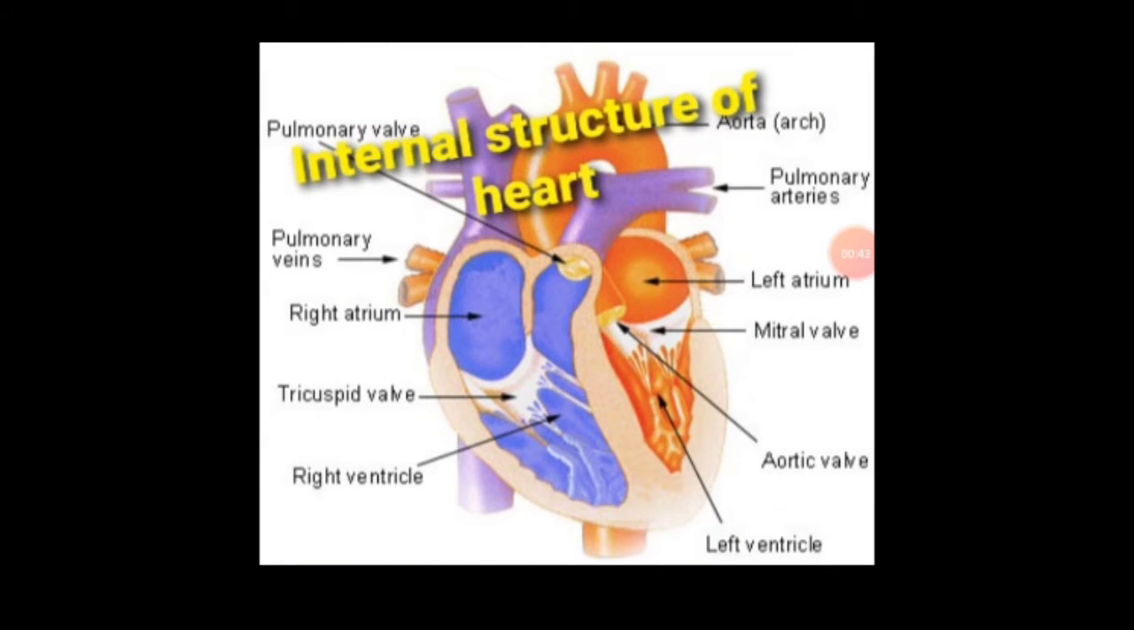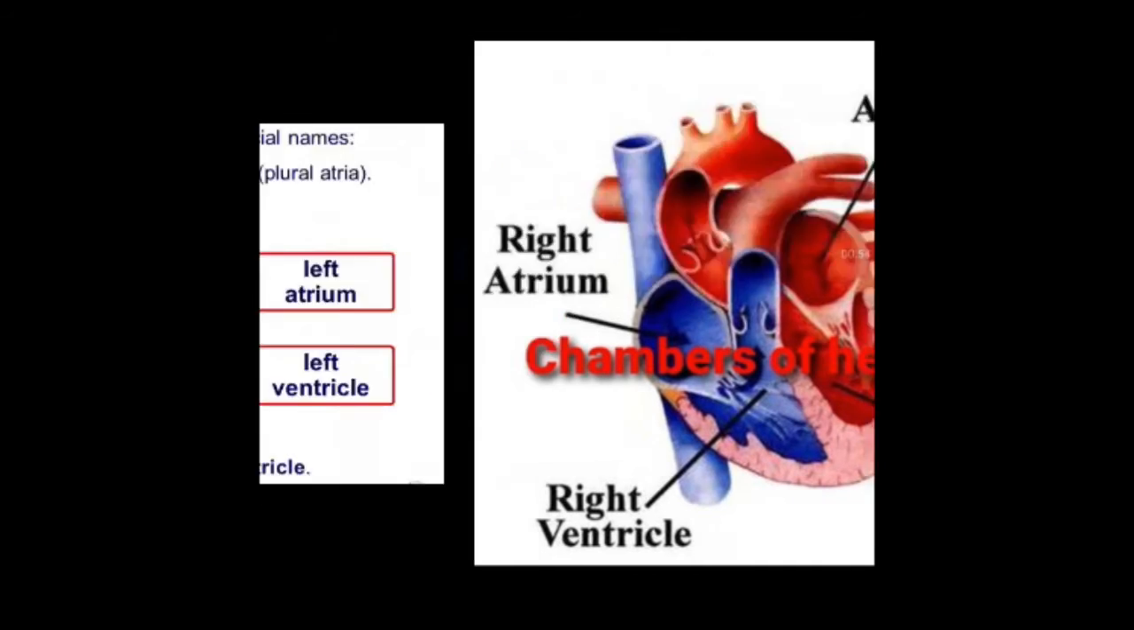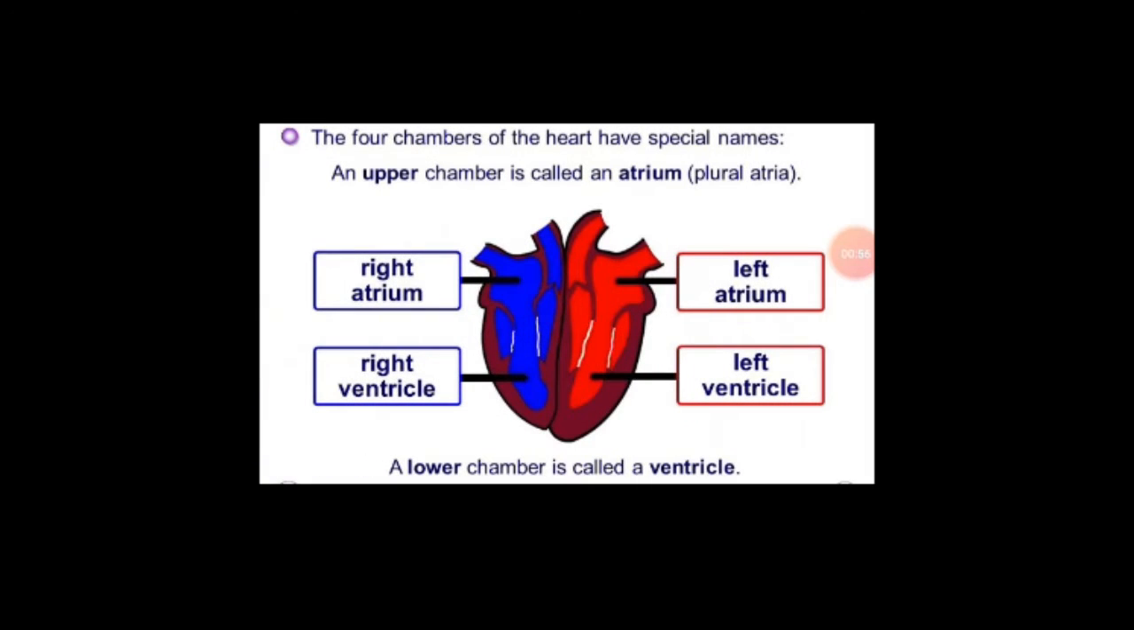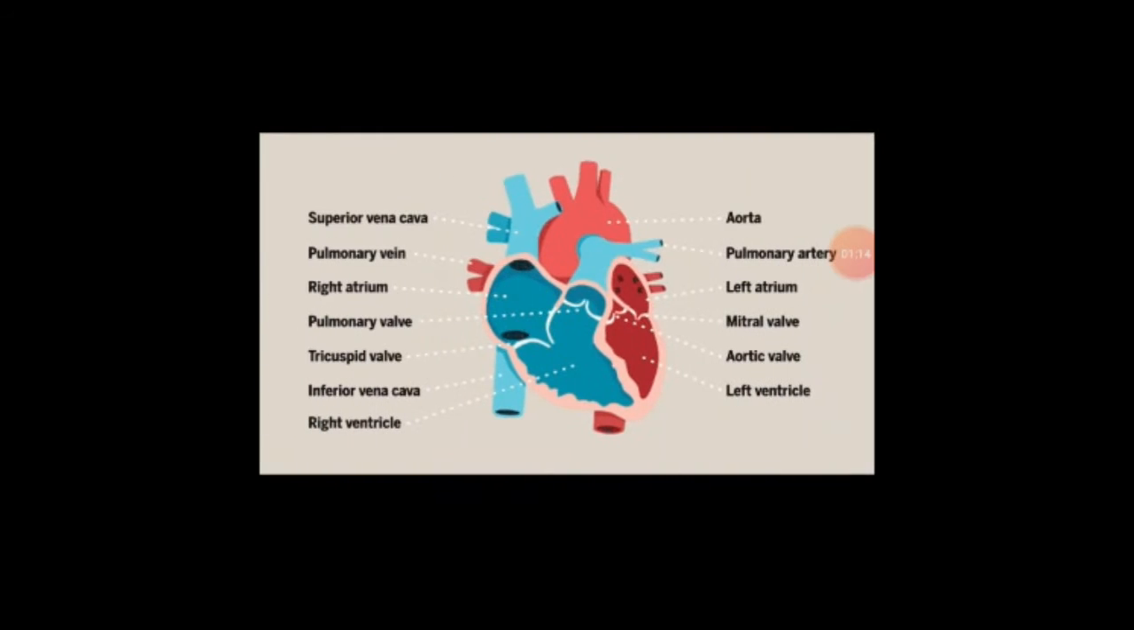Now we are going to study about internal structure of heart. Firstly, chambers of heart. Heart consists of 4 chambers: right atrium, right ventricle, left atrium and left ventricle. Upper chamber is called atrium while the lower chamber is called ventricle. Interatrial septum. Atria are completely separated from each other by a septum called interatrial septum, while interventricular septum separates the 2 ventricles from each other by muscular partition.